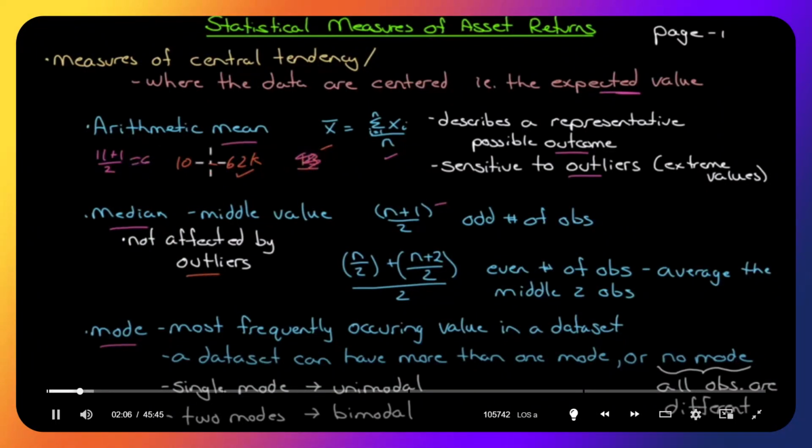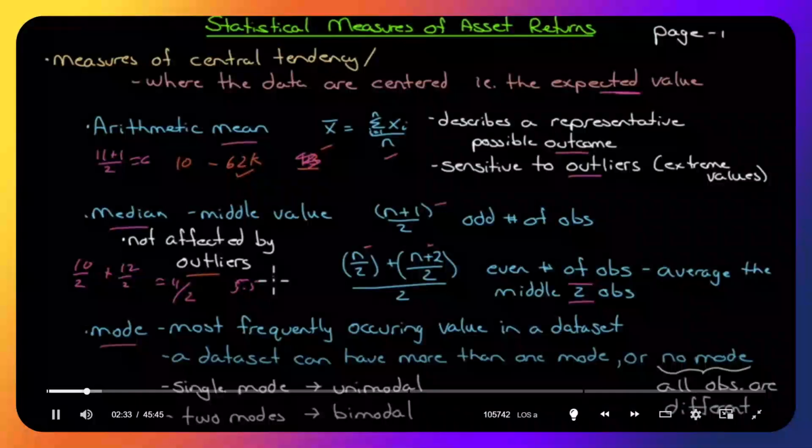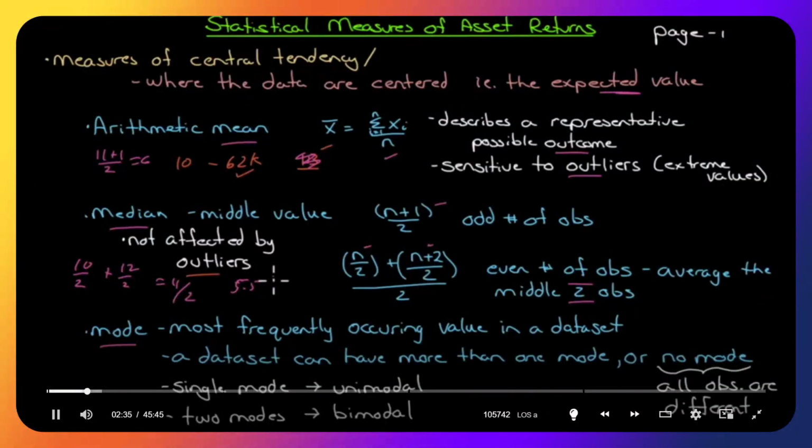If the billionaire wasn't in the room and we only had 10 people, then with an even number of observations, it's the average of the middle two. So it would be n over 2 plus n plus 2 over 2. Again, with 10, you'd have 10 over 2 plus 12 over 2, which is 5 plus 6, which is 11. You divide by 2, you get 5.5. In other words, you take the fifth one and the sixth one and average them. That would be the middle of 10 observations.